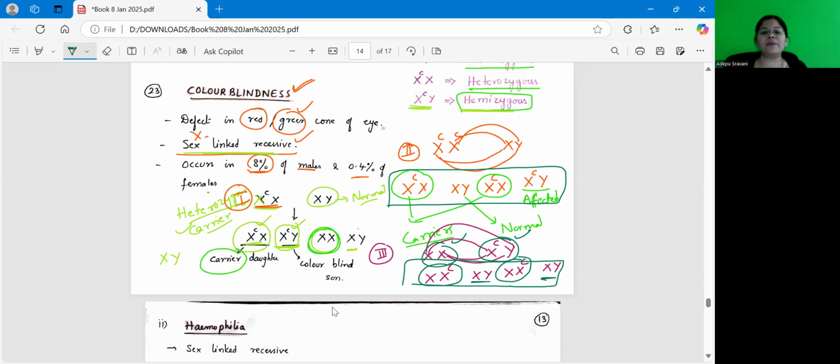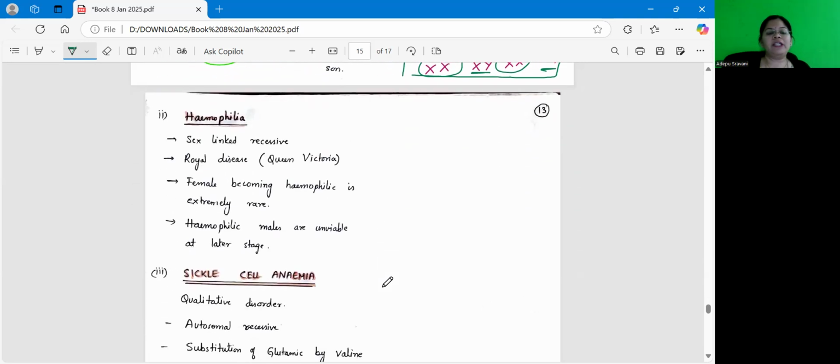Okay. So the answer will be again, female is affected, male is unaffected. So this is how they frame the questions based on X-linked disorders. The same thing goes with hemophilia also. Clear? Next, coming to hemophilia, again, this is also a sex-linked recessive disorder.